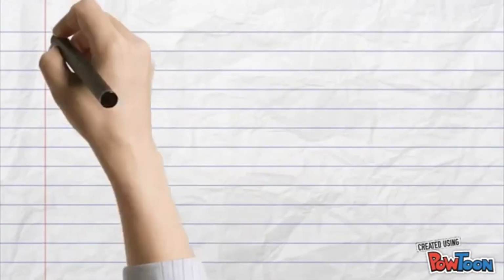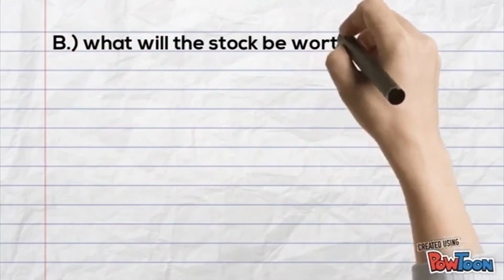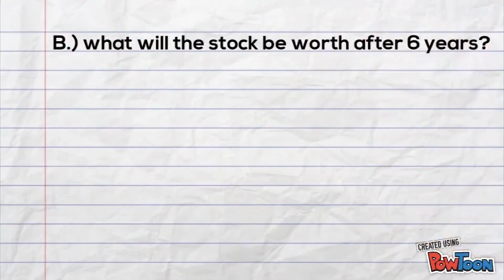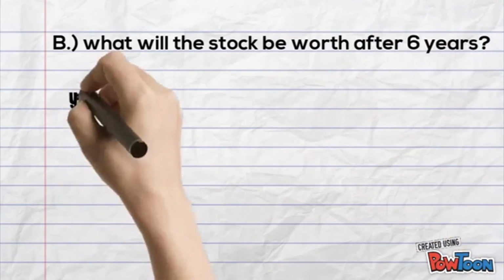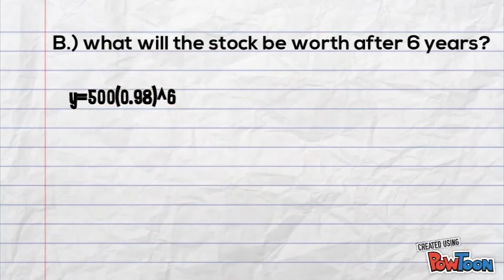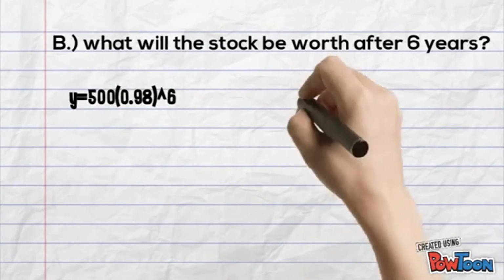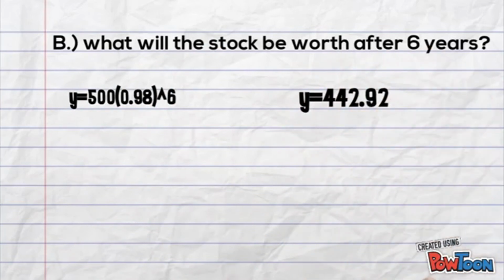Now they want to know what the stock would be worth after 6 years, assuming that it continues to decline in value by 2% a year. In that case, we simply plug the 6 years in for t, and that tells us the value of our stock will be worth around $442.92.